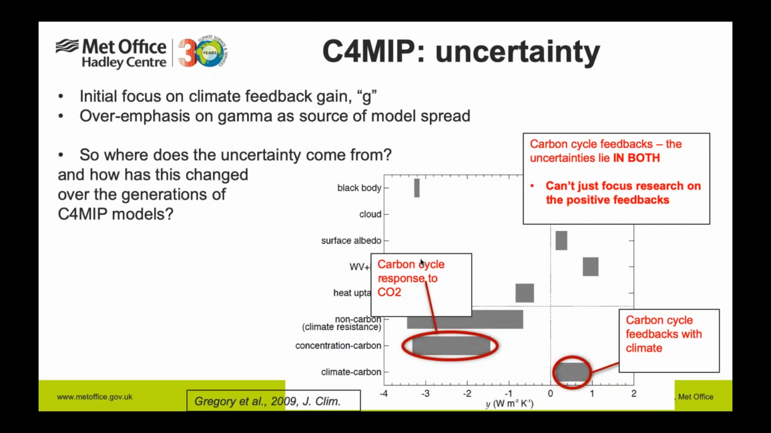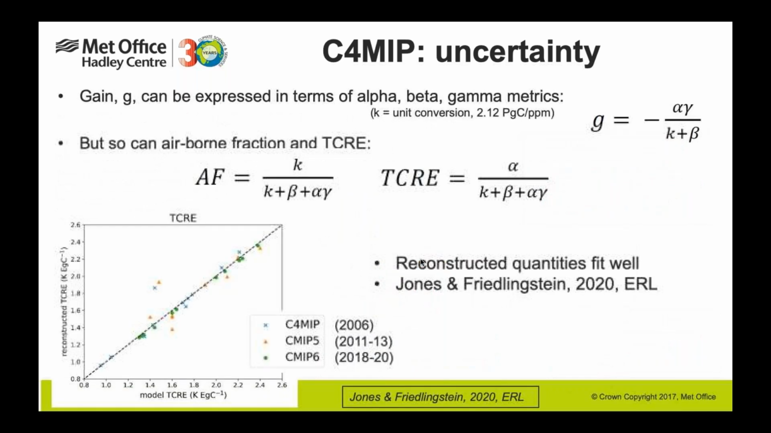Just to remind you, after the first C4MIP generation we had this initial focus on the climate feedback gain, G, as it was called, and I think the comparison with physical feedbacks led us to fixate on this a little bit and forget some of the other uncertainties in the system. What we did right at the start is that the gain, G, can be expressed in terms of the alpha, beta, and gamma metrics.